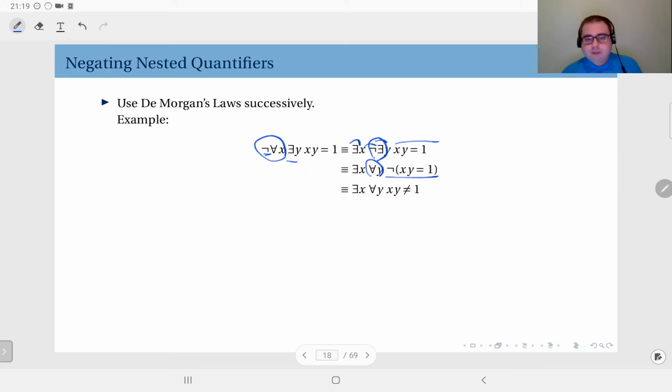Okay, so simple as that. Now you do not have any negation in front of the quantifiers. So the result is there exists an x for all y, xy doesn't equal 1. Okay, so this is how you negate nested quantifiers.